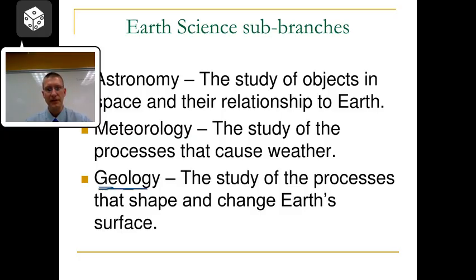And a big chunk of the year, following the chemistry unit, we're going to be dealing with all the different geology units, the study of the processes that shape and change the Earth's surface. So in geology, we're going to deal with topics like minerals and the rock families, the rock groups. We'll go on to the more dynamic features of the Earth like plate tectonics, earthquakes, volcanoes, mountain building, erosional forces, things of that nature that deal with geology.